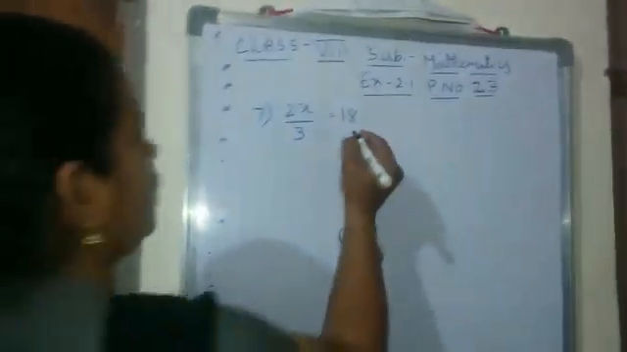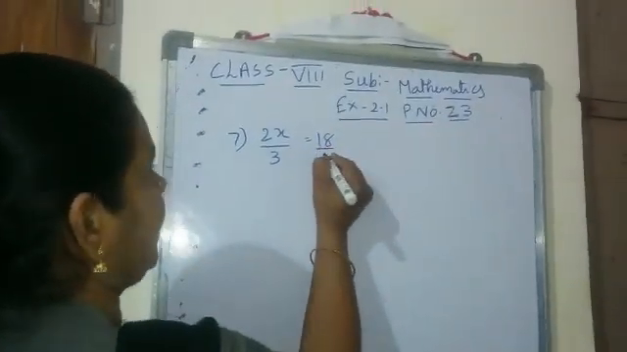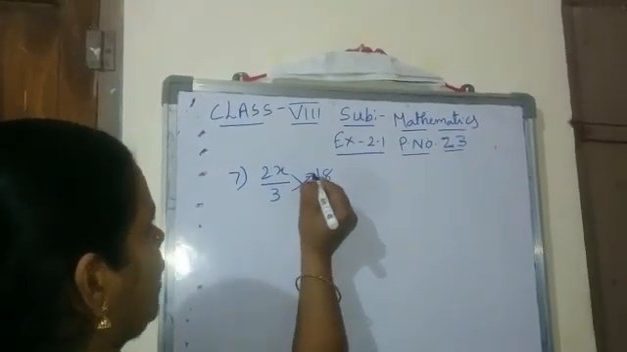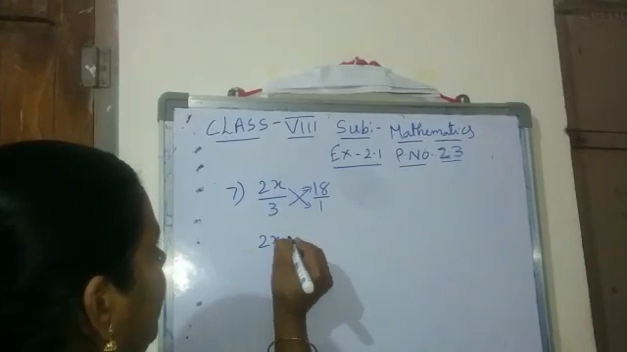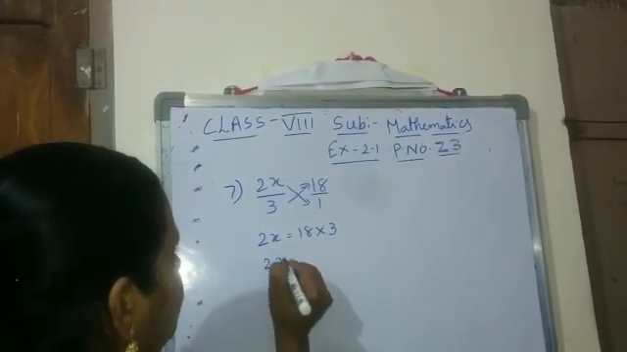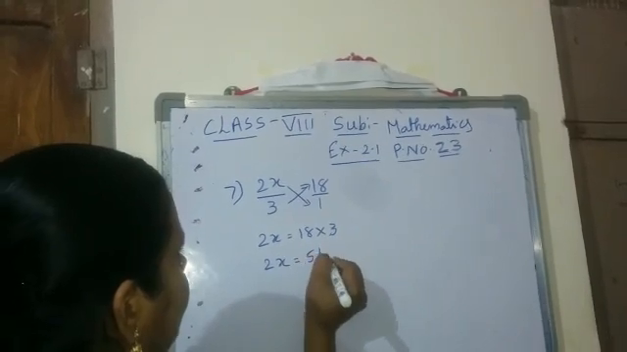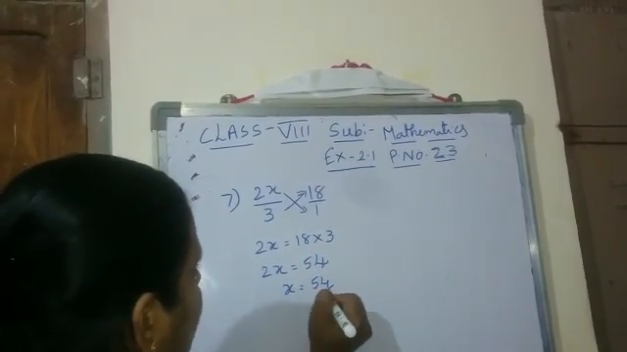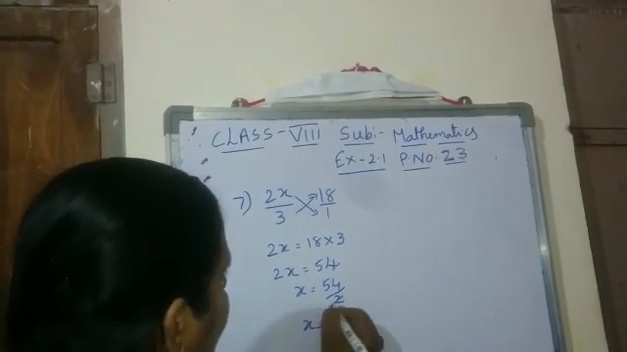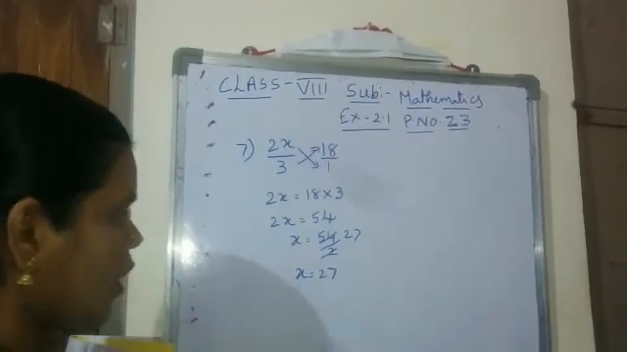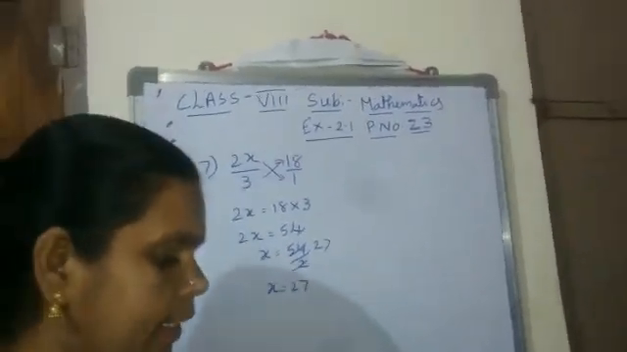Now see, children. Here there is no denominator. Let us take 1 as a denominator. Then take the cross multiplication. So 2x is equal to 18 into 3. So 2x is equal to 54, since 18 threes are 54. So x is equal to 54 by 2. So x is equal to 27. So the x value is 27.